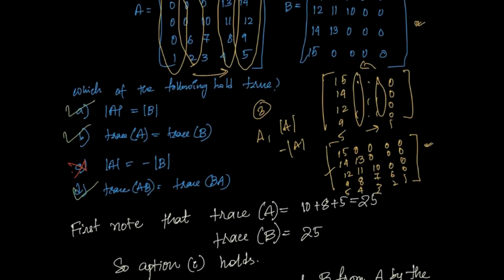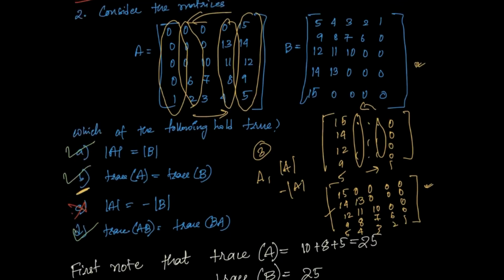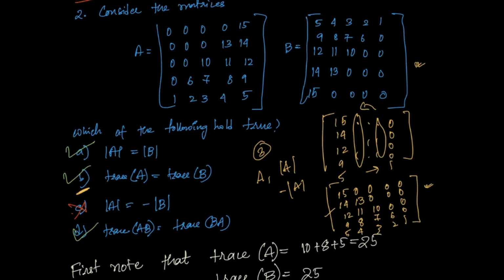So let's just look at option B first, because option B is easier to do. Here they said that trace of A is trace of B. The claim is that trace of A is equal to trace of B. So I'll just erase this. So how do you define trace?